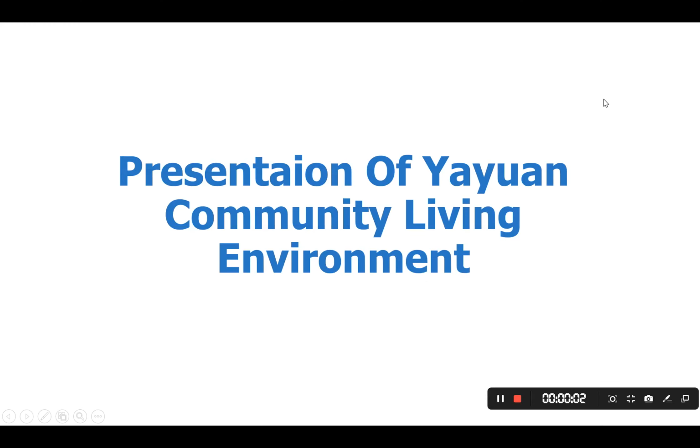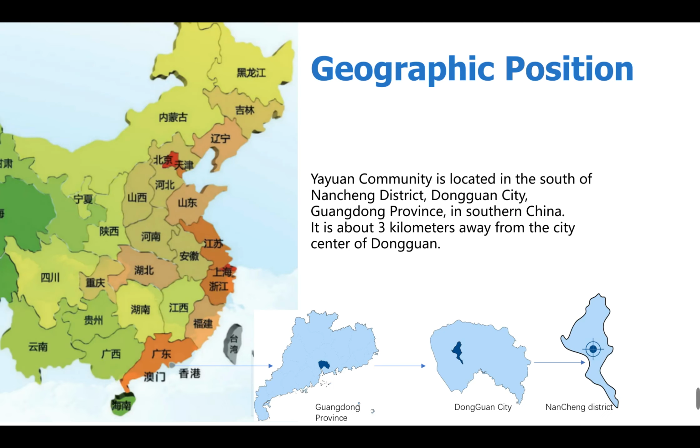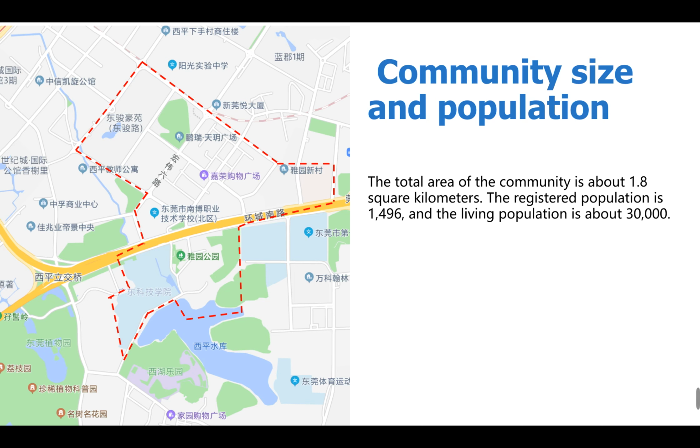Okay, now let me introduce Yayuan community living environment. Yayuan community is located in the south of Nanchang District, Dongguan City, Guangdong Province in southern China. It's about 3 kilometers away from the city center of Dongguan. It's right next to the district center. The total area of the community is about 1.8 square kilometers.